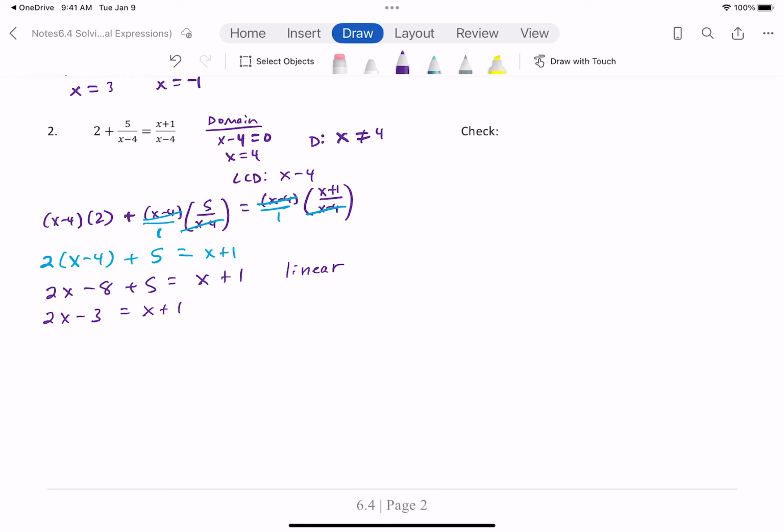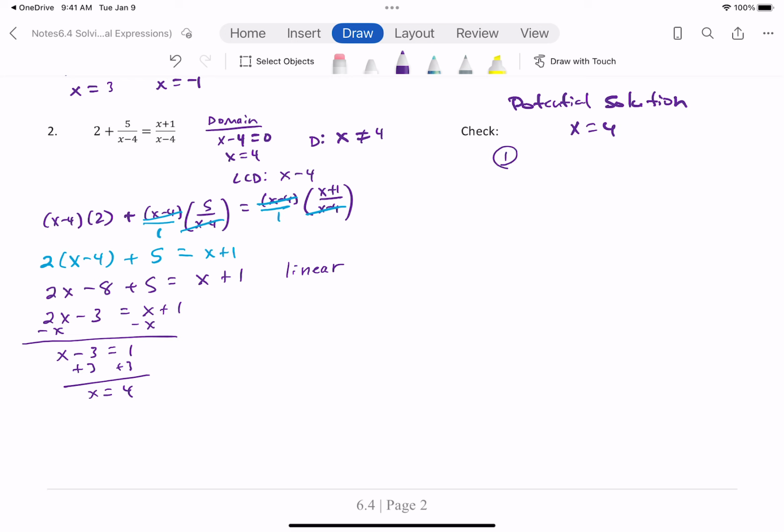And I generally like to move my variable to the left. So I'm going to subtract x from both sides. So we get x minus 3 equals 1. And then add 3 over. And we get x equal to 4. So this time I only have one potential solution, which is x equal to 4.